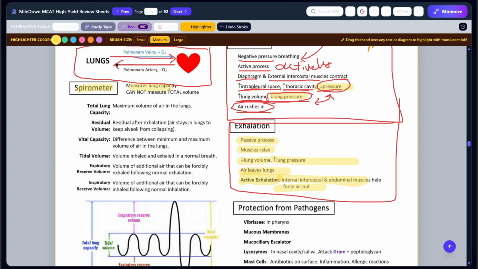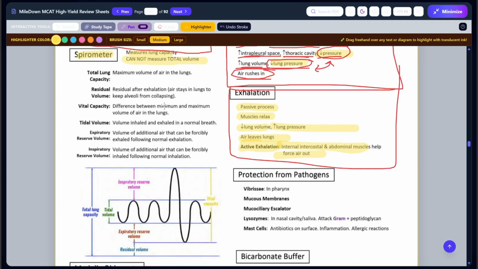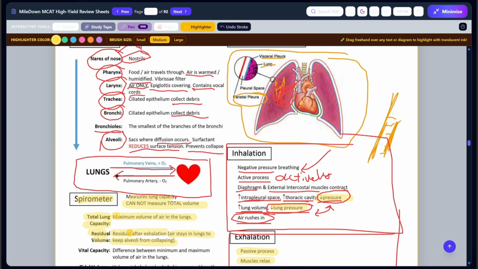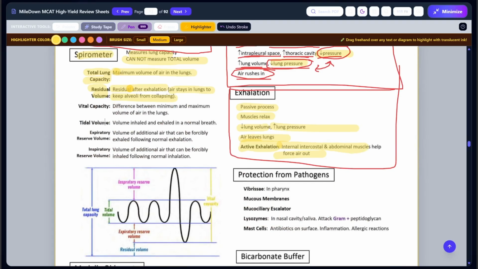A spirometer is used to measure your lung capacity, and it cannot measure your total volume. Your total lung capacity, for terminology, is your maximum volume of air that could be in your lungs. Your residual volume is residual air after exhalation. When you exhale, there's always some air left, and air stays in the lungs to keep your alveoli from collapsing as well, because remember the bag analogy about surfactant, right here. Go back to it.